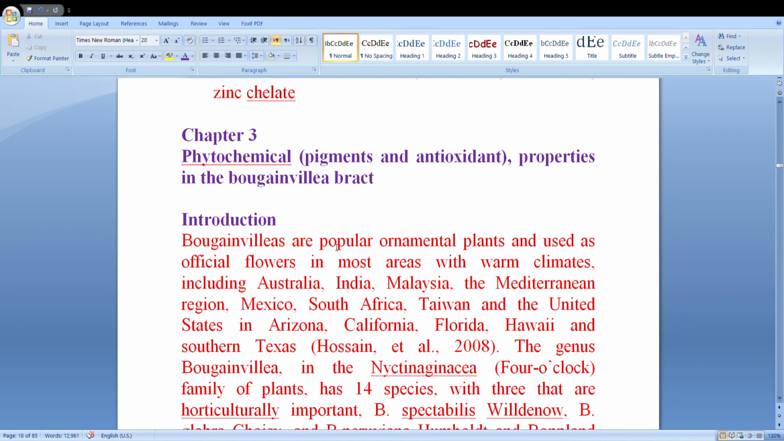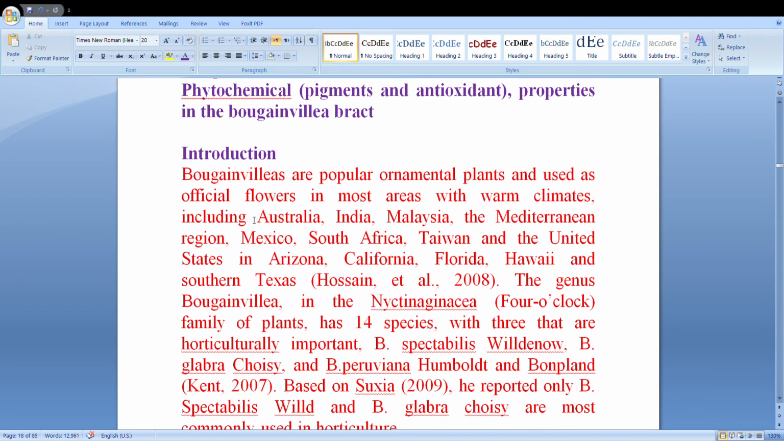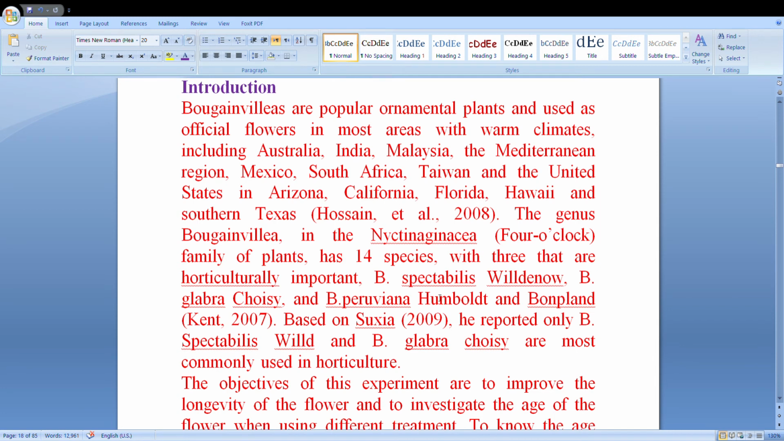This is important for the development of leaves, shoots, flowering, and fruits, and any good vegetables. Then, in the next chapter, phytochemicals, pigments, and antioxidant properties in the bougainvillea plant. Bougainvilleas are popular ornamental plants and used as official flowers in most areas with warm climates, including Australia, India, Malaysia, Mediterranean regions, Mexico, and other countries. Bougainvillea is also a medicinal plant.